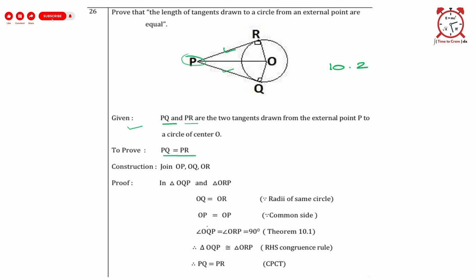So to prove this, we have to prove these two triangles congruent. For that, first we will take help of two radii. They are equal, then OP equal to OP common, and then this angle is 90 degrees, which we know by theorem 10.1. So by this congruence rule RHS, we can prove triangle OQP congruent to triangle ORP. Therefore by CPCT, PQ equal to PR. So very precise steps are there, and in that way we can prove this theorem.